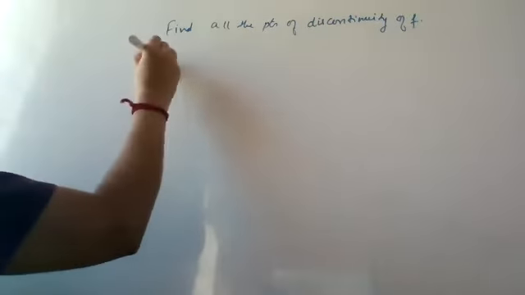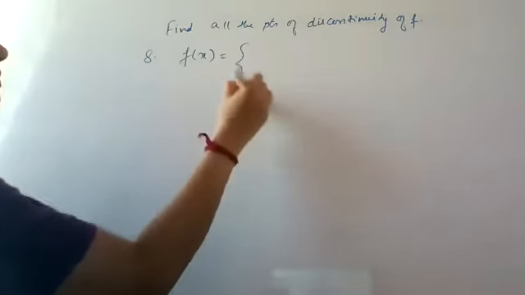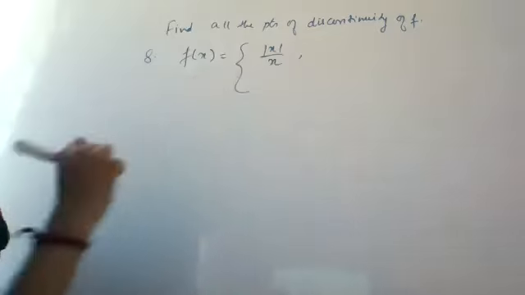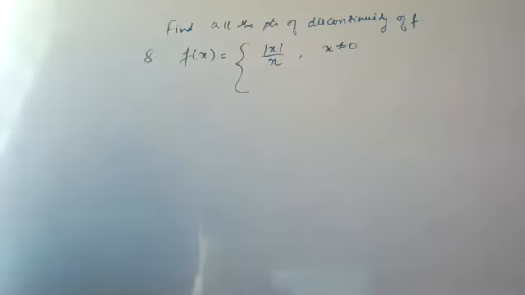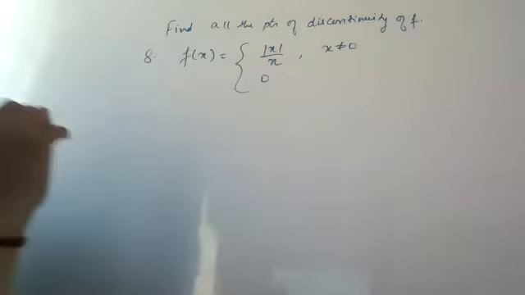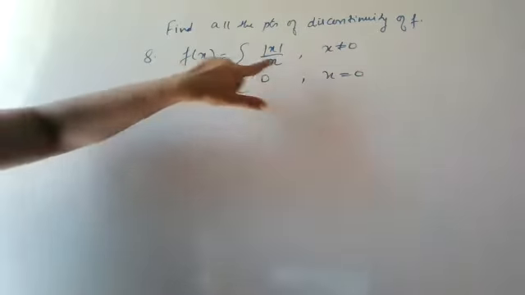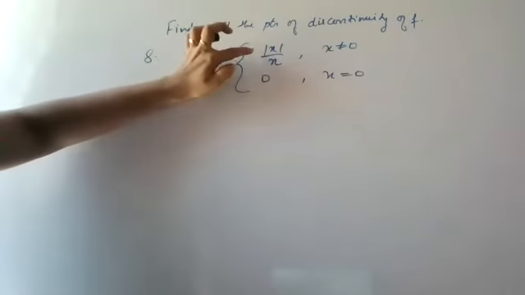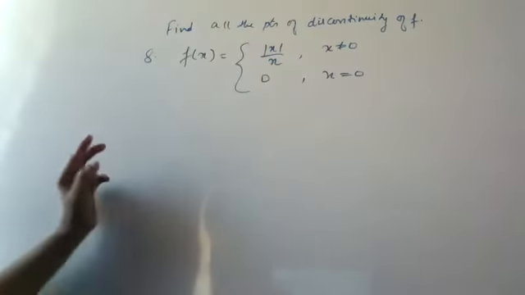8th problem. f of x is mod x by x when x is not equal to 0 and it is 0 when x is 0. Again, here you have x not equal to 0 and the function is mod x by x. Mod x will again give you two values when x is not equal to 0. Either it can be greater than 0 or less than 0.